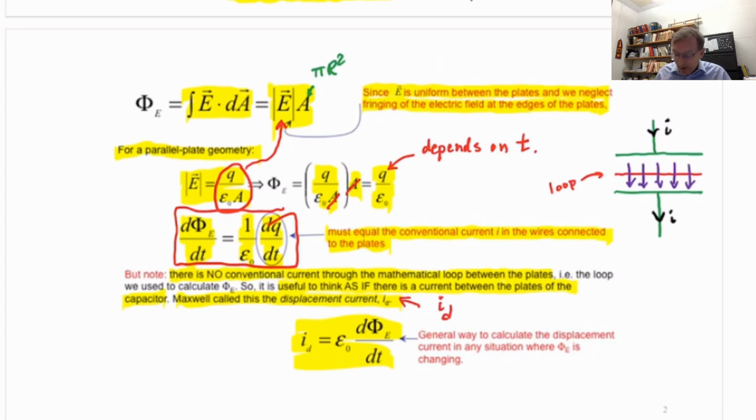And so now what you can do from now on is you can use this formula that I just highlighted in yellow as a general way to calculate the displacement current in any situation where you have electric flux piercing a loop and changing. And we will use it whenever that situation arises. Whenever we have a mathematical loop and we have electric flux through that loop and that electric flux is changing. When that's the case, we will think as if there is a displacement current flowing through that loop, and this is the formula for how you calculate that displacement current.